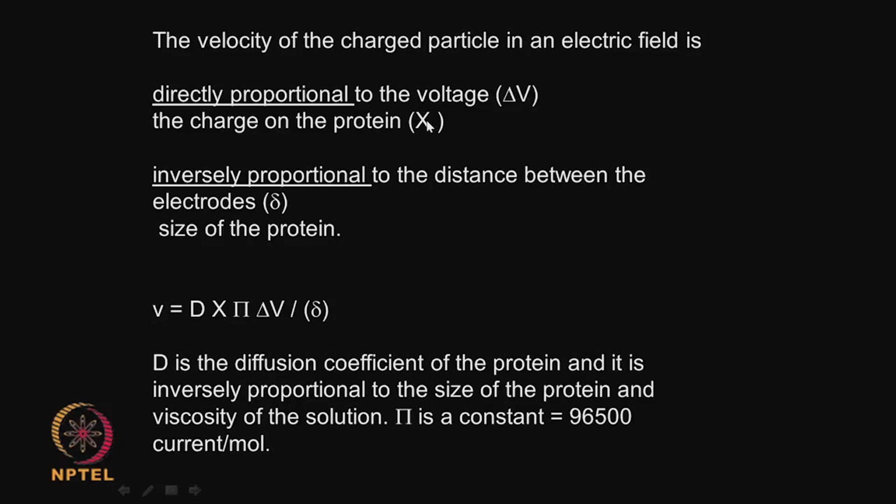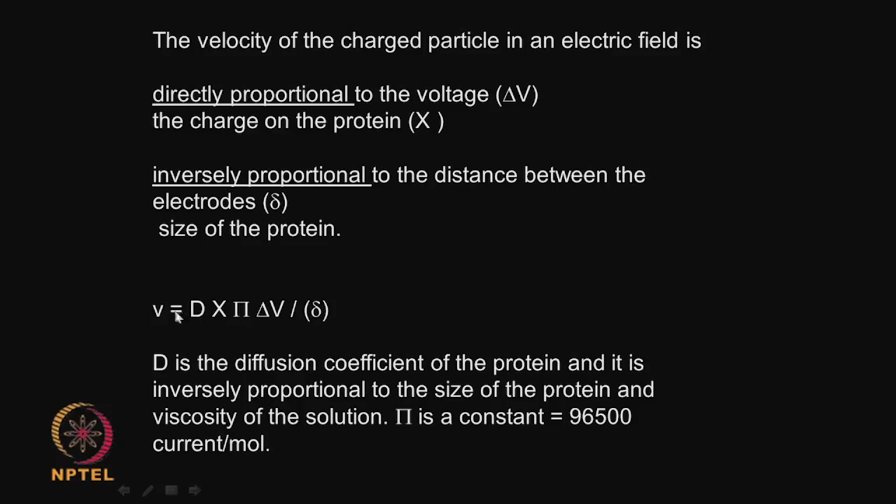The same protein can have different charges. Velocity is also inversely proportional to the distance between the electrodes, how far the electrodes are placed, and also the size of the protein. So, the larger the protein, the lower the velocity; the smaller the protein, the faster the velocity. They are given by this relation: velocity v on the left hand side, D is the diffusion coefficient, X is the charge on the protein, phi is a constant given by 96,500 coulombs per mole, delta V is the voltage difference and this delta is the distance.